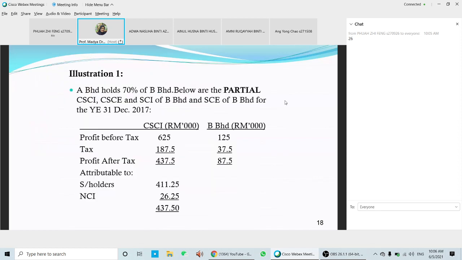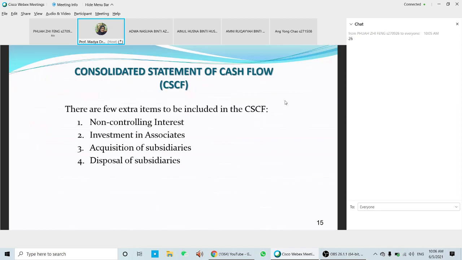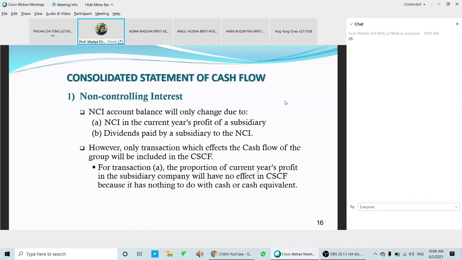So NCI here, the things that relate with the NCI here are two things, which is due to the profit for the period and also the dividend paid by the subsidiary to the NCI. So maybe you need to record this one.